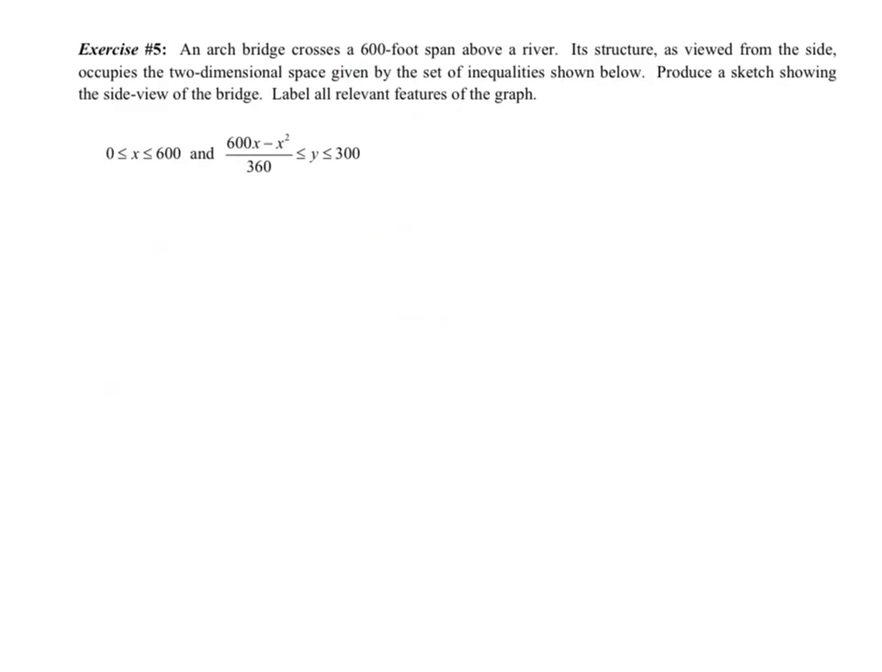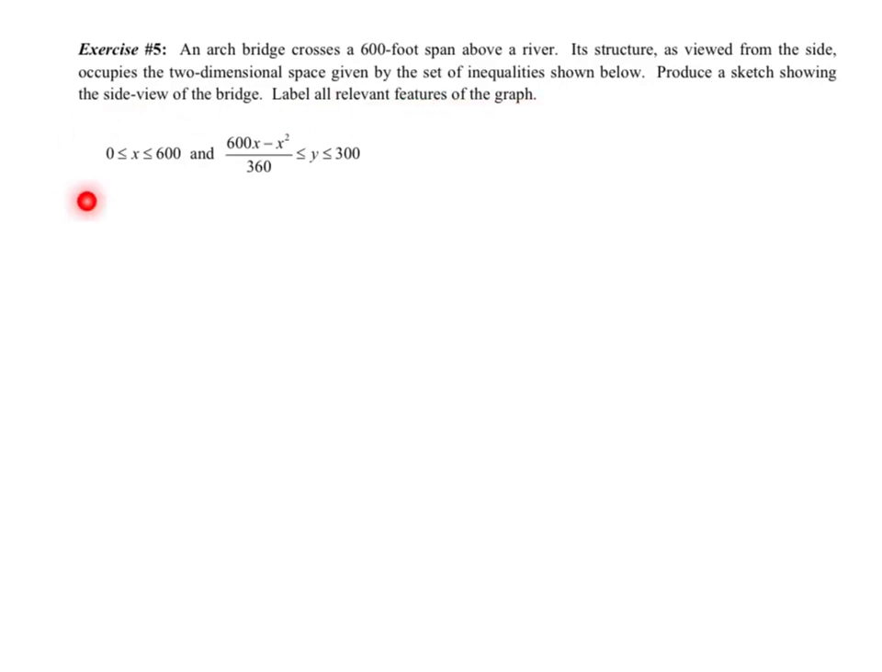Alright, well, last question of the night, exercise 5. An arch bridge crosses a 600-foot span above a river. Its structure, as viewed from the side, occupies the two-dimensional space given by the set of inequalities shown below. Produce a sketch showing the side view of the bridge. Label all relevant features of the graph.